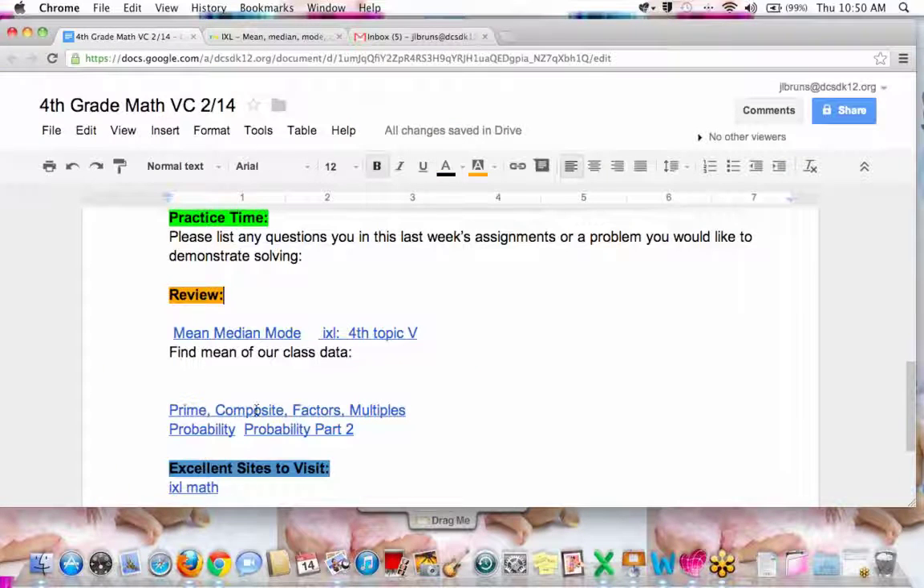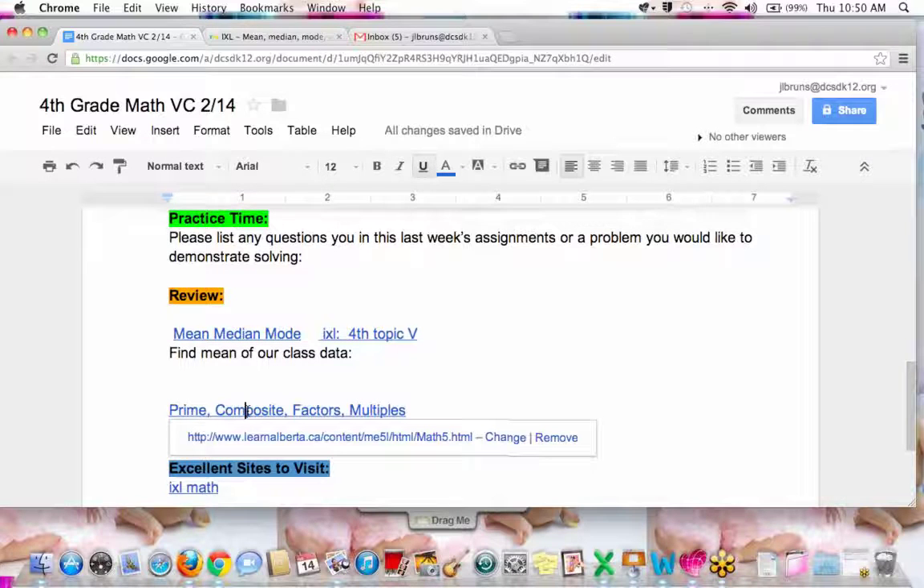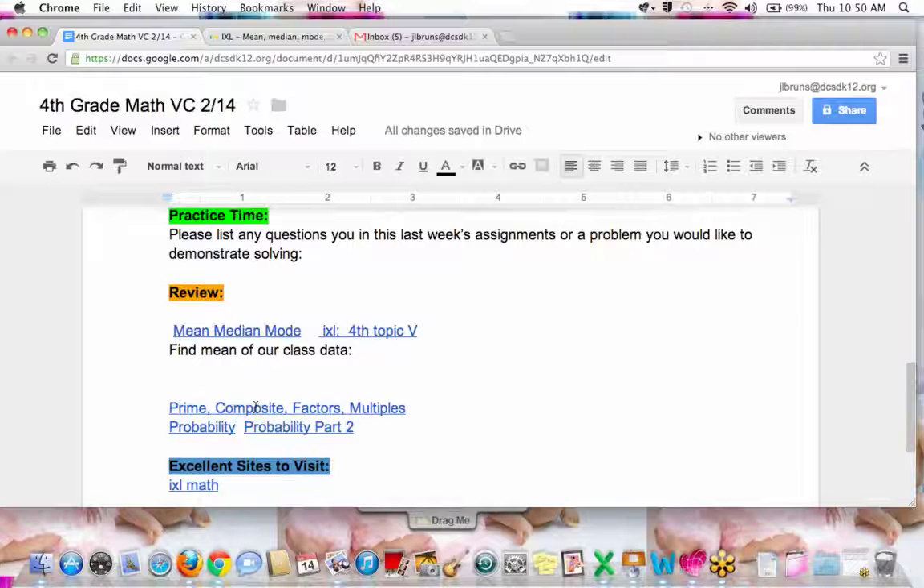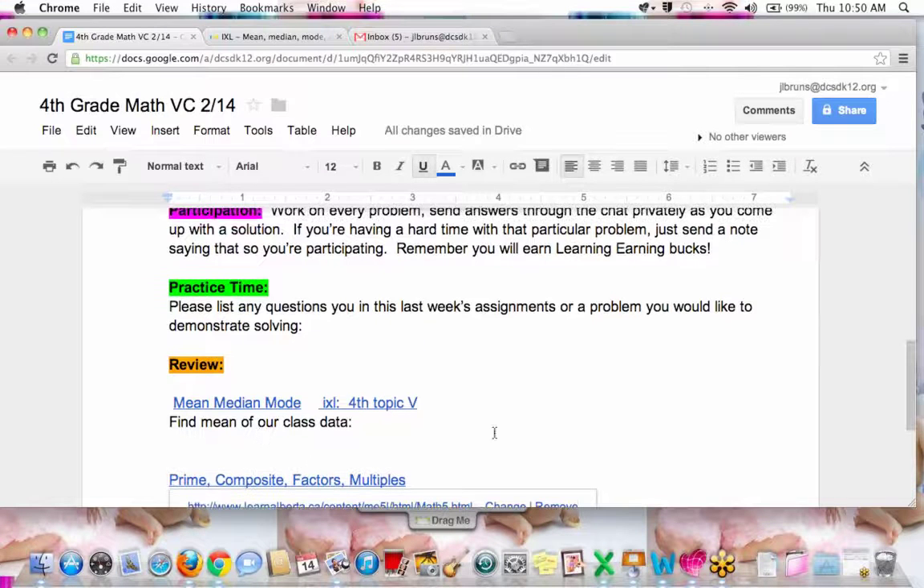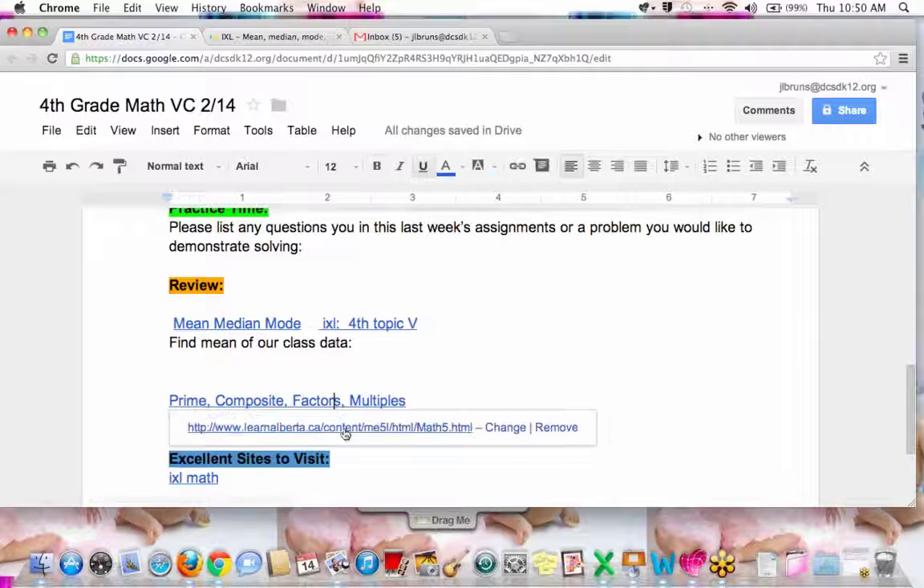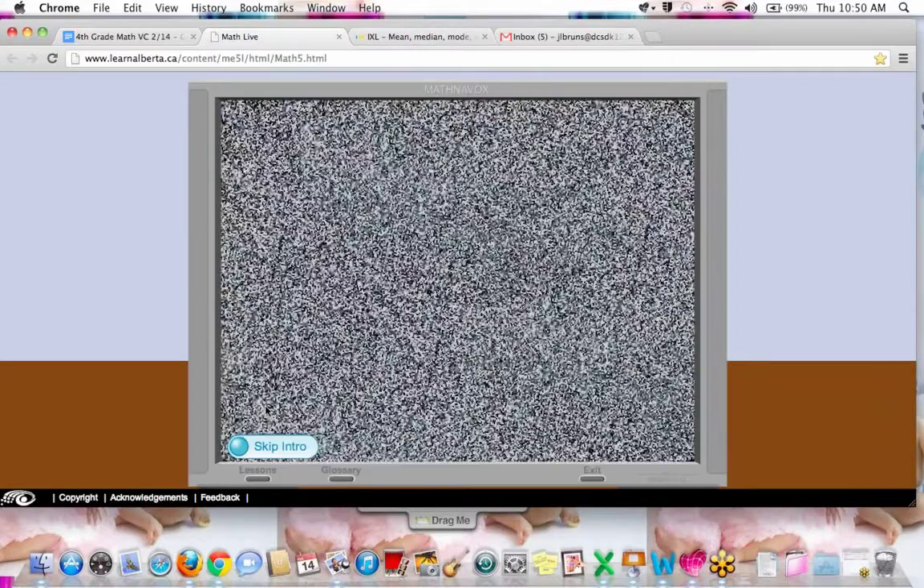So let's move on to prime. And this is something that we don't see very often, but it's really important to learn a little bit more about prime, composite, and multiples, factors and multiples, because we get them mixed up all the time. So let's do a little lesson on those numbers.